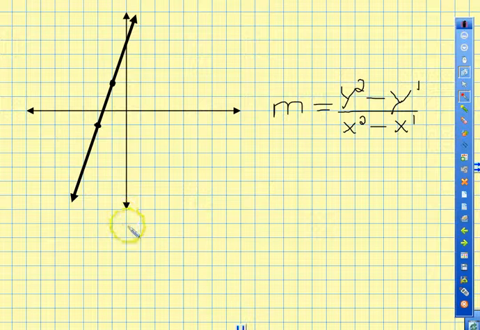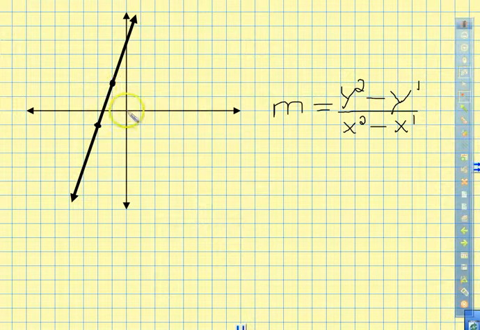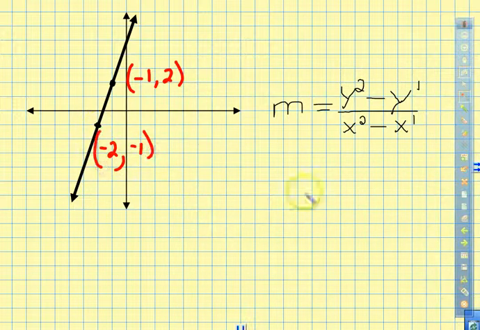So what I want you to do is find the slope of this line. Well, to find the slope of this line, we have to find 2 points that lie on that line, which the 2 points in this case would be (-1, 2) and (-2, -1). So now we're going to go over here and plug it into this particular formula.